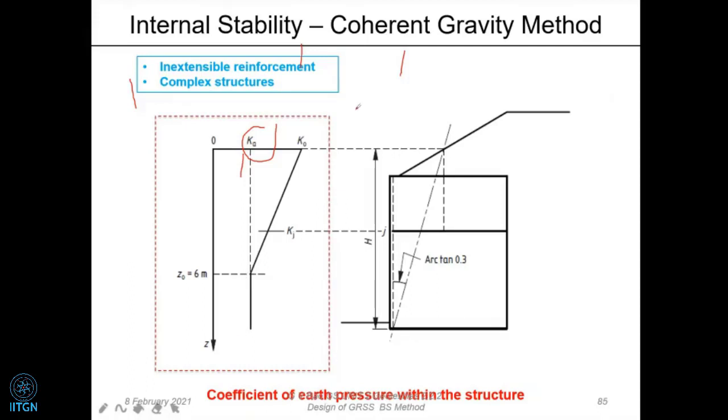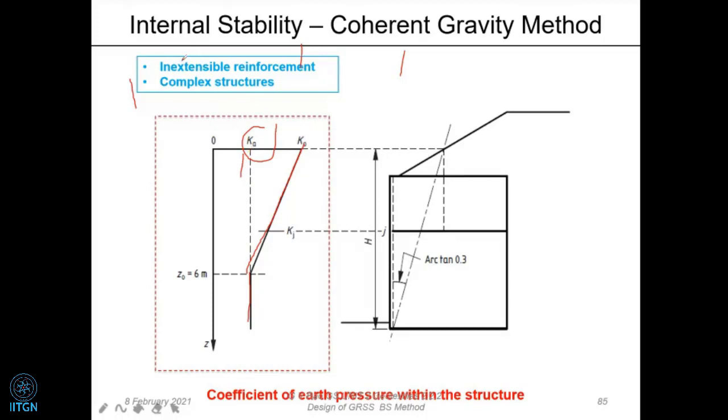In the coherent gravity method, the first thing which you are going to do is consider the top 6 meters only. At that point and below, the earth pressure coefficient is going to be the active earth pressure coefficient, and from height 0 to 6 meters from the top, it is going to give you the K naught. So we interpolate between these two. That is the way in which the earth pressure coefficient is going to be different. At the top, it's going to be the at-rest condition, and 6 meters below, it's going to be the active condition Ka.